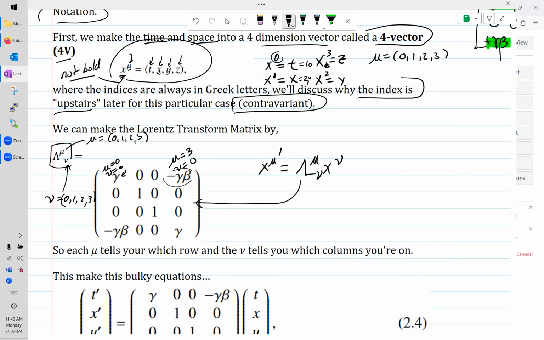The mu is the row, the nu is the column right now. Be a little careful, because it depends on what the position is. It's not that mu and nu are special. It's that mu is upstairs and nu is downstairs. That determines it. So if mu is the row, we are at row 0 and column 3. Oh yeah, so it's actually reversed compared to programming.